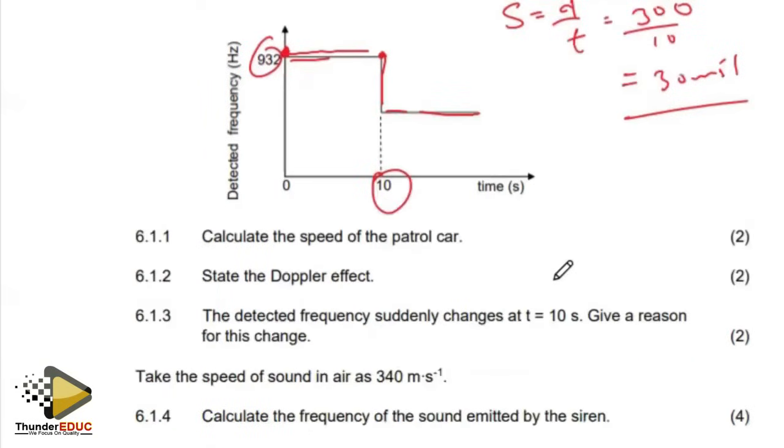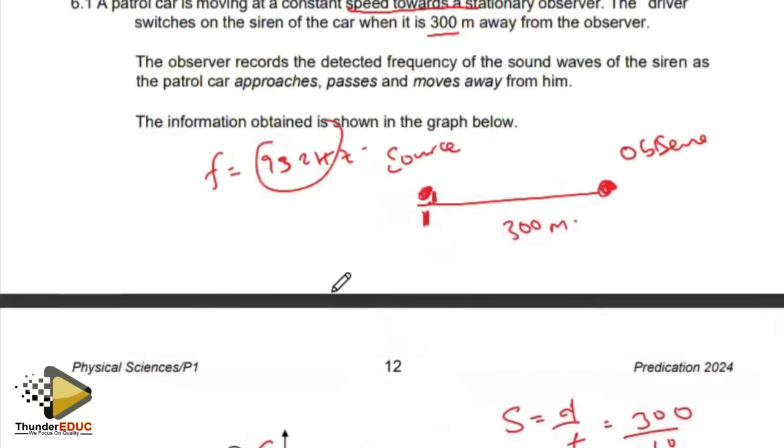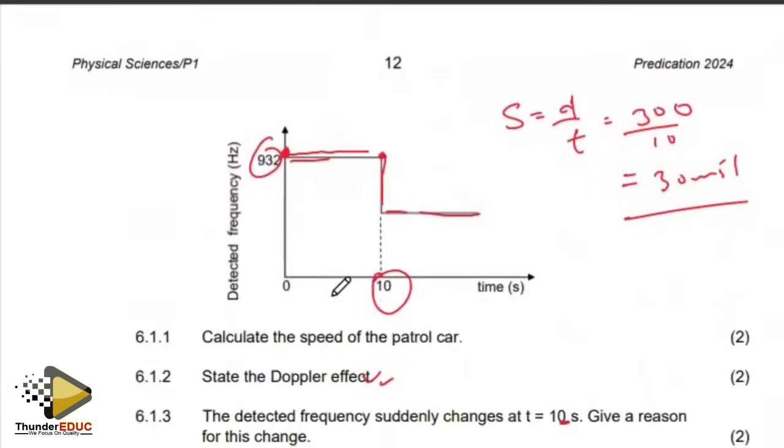I'll take that. So state the Doppler effect. Remember what we said? It is the change in the frequency of a sound detected by the listener, because the sound source and the listener have different velocities relative to the medium of propagation of sound. Then 6.1.3, they're telling us the detected frequency suddenly changes at this point. What is the question saying, guys? And what is the reason for that?